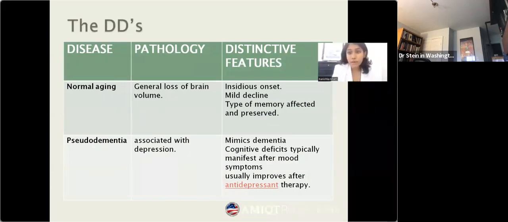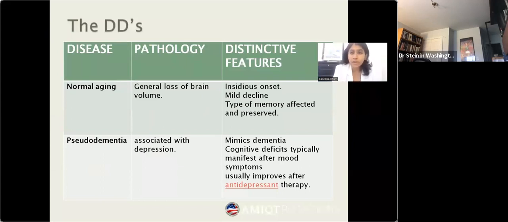Each pathology could be a presentation on its own, but here we will restrict to the most distinctive features and how we'll be able to differentiate one from another. So it's essential that we start the discussion with normal aging.